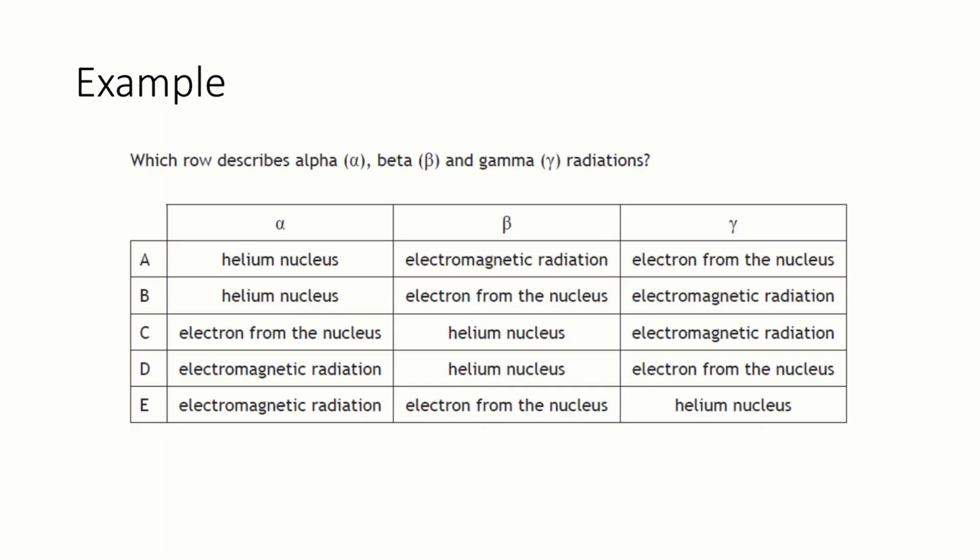So let's have a look at some exam questions on this topic. The first question asks, which row describes alpha, beta and gamma radiations? And you'll notice the little Greek letters next to alpha, beta and gamma. They are the Greek letters alpha, beta and gamma because these are all letters from the Greek alphabet. So have a look at your 5 options, pause the video and take a little minute to think.